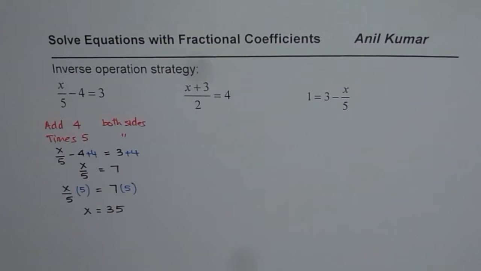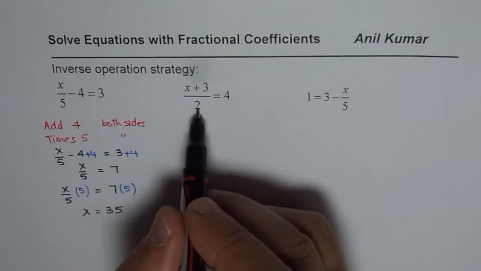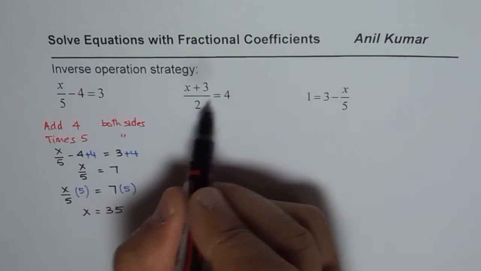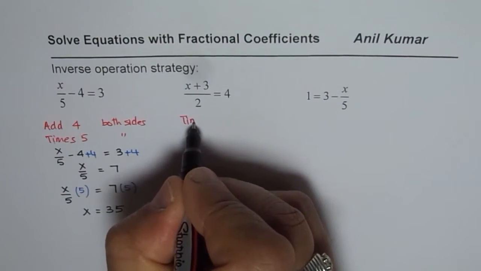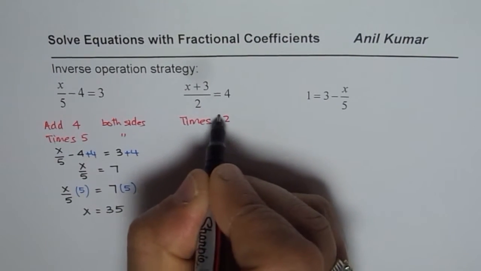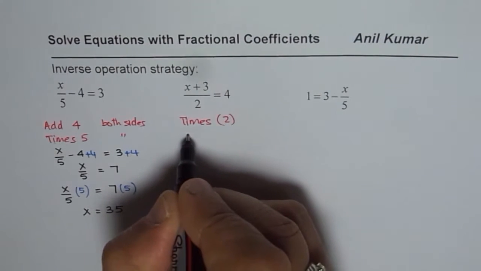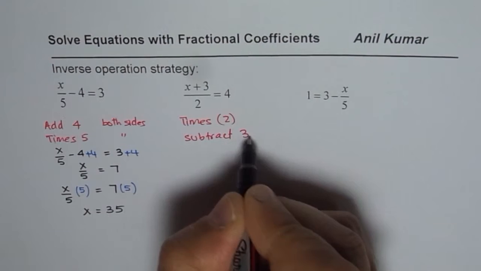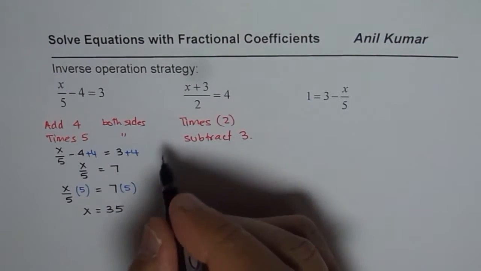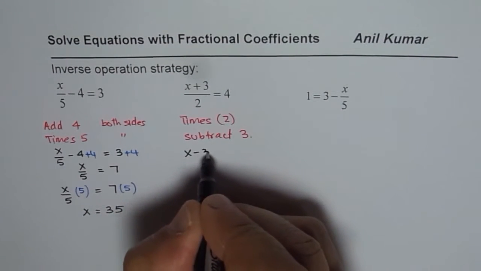You can still pause the video and solve, right? So let us first write down the steps involved here. It is kind of a ratio. So here you will multiply by 2 on both sides. So times 2 is my first step. Second is subtract 3. So let's do these steps. So it's that simple, right? It's not difficult at all.